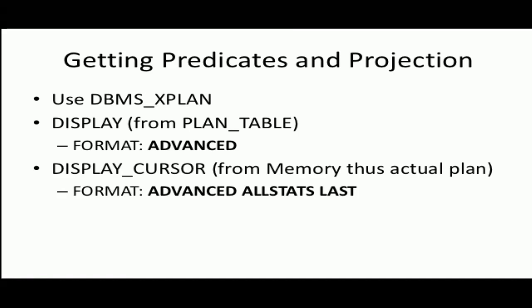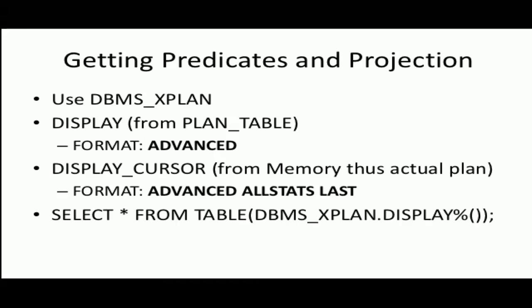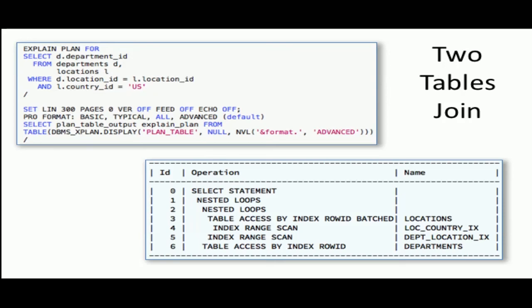It has 3 parameters, which are the SQL ID, cursor number, and the format. The format, I like this one: ADVANCED ALLSTATS LAST. Just pass those 3 values. We say select star from table function, and then we say DBMS_XPLAN.DISPLAY_CURSOR, and then we pass something within parentheses. For example, here we're doing explain plan for our statement, and then we say display plan table, null, and this null is basically for a statement ID. We don't use that. And then we pass a desired parameter that says what do you want? You want basic, typical, all, advanced. If I don't say anything, I get typical.